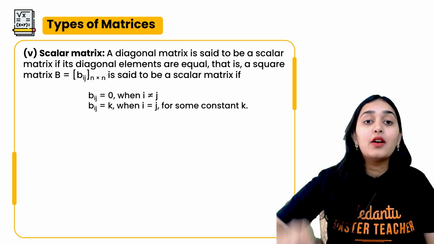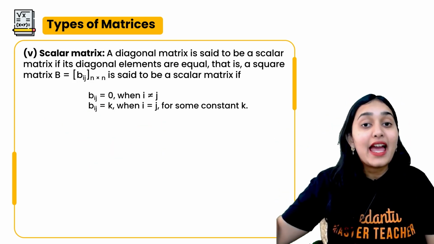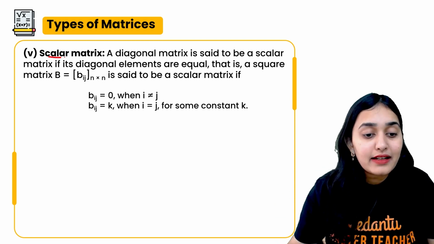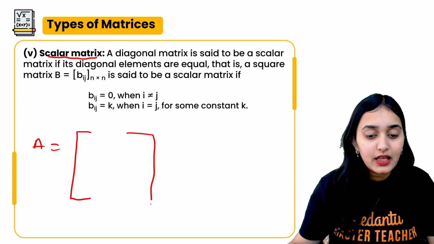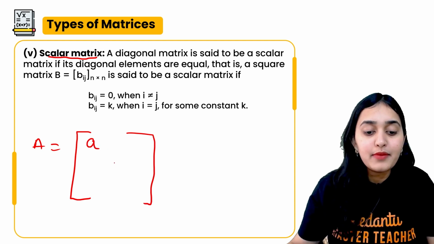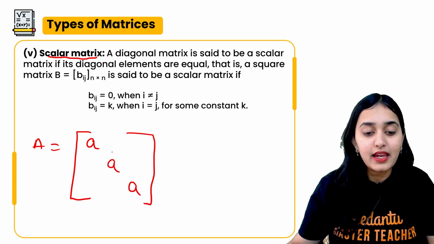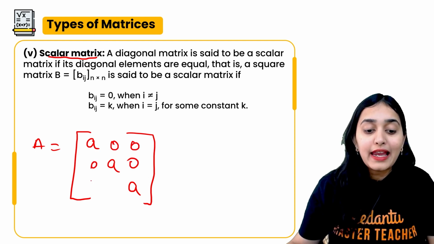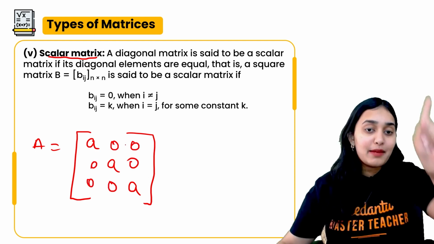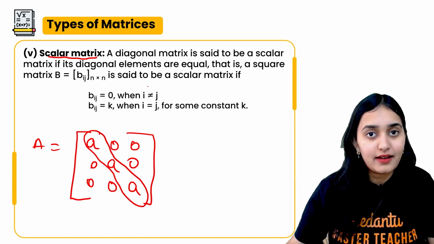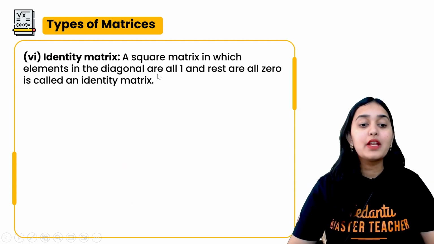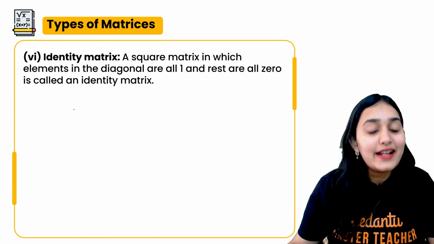Okay, now a diagonal matrix can become a scalar matrix. How? If your diagonal matrix has the same number in all the diagonal positions, then it is called a scalar matrix. Okay, clear? And lastly, we have identity matrix.